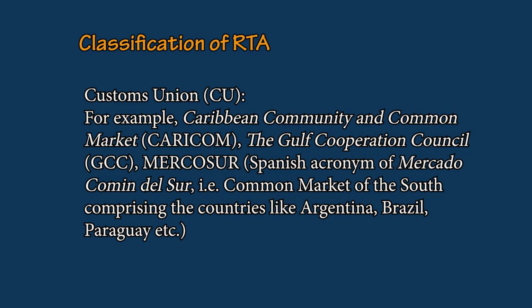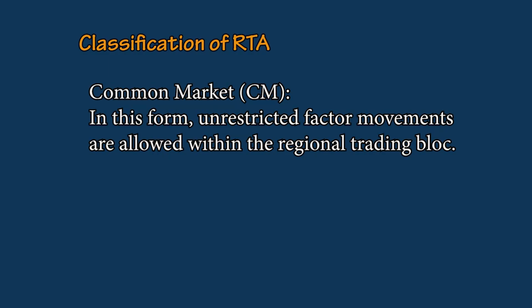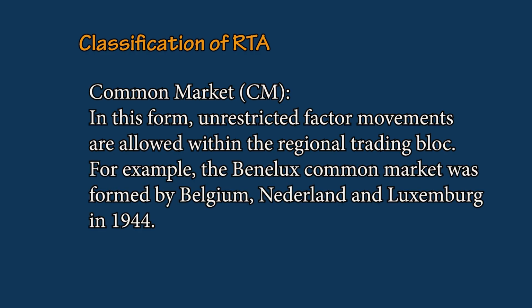And then comes the common market. In a common market, in addition to the earlier features, the member countries agree to free movement of the factors of production across the border, unrestricted factor movements which are allowed within the regional trading bloc. We can give an example, say Belgium, Netherlands, and Luxembourg in 1944. They first established Benelux, which is a common market.